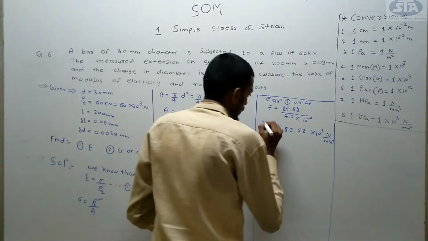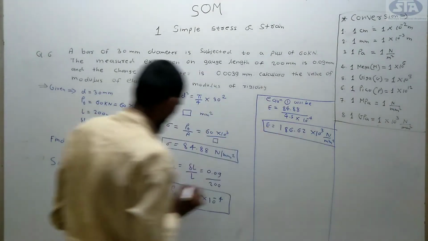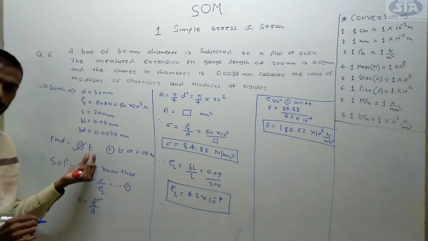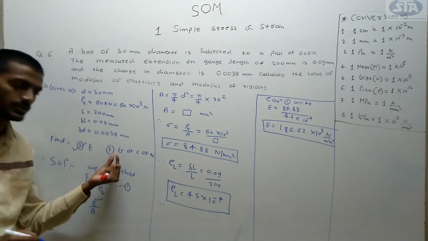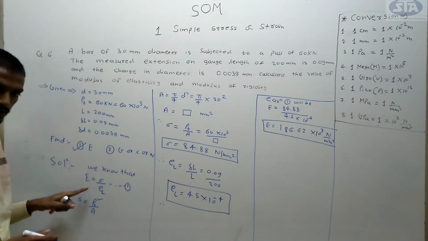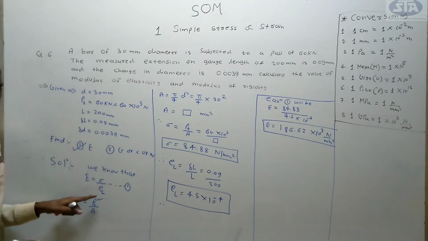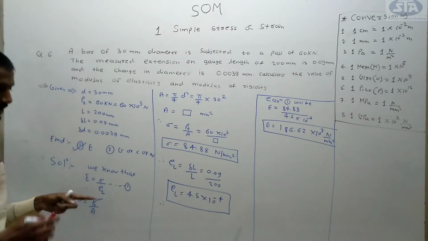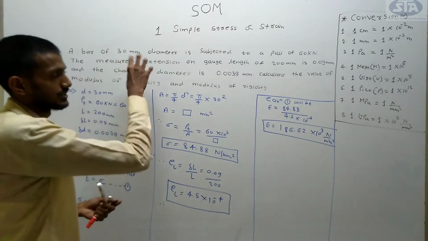Now our first part is done. We have calculated capital E. Now we have to find out the capital G. Capital E is equal to stress by strain, and that strain is the linear strain. Always we have to consider strain as linear strain whether it is mentioned in the question or not.